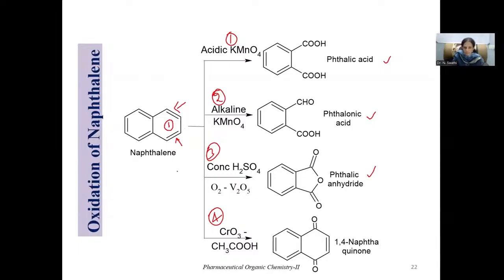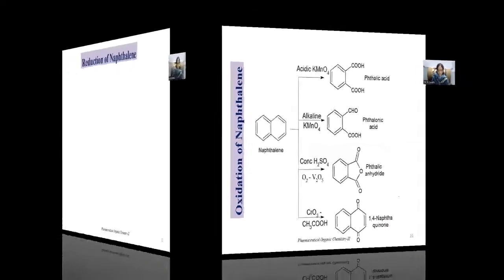Upon oxidation of naphthalene in the presence of a chromic oxide and glacial acetic acid mixture, 1,4-naphthaquinone will be formed as the product. So that is how different oxidative products will be formed upon oxidation of naphthalene. That depends on the type of oxidizing agent used during the reaction. So these are a few model oxidative pathways of naphthalene.